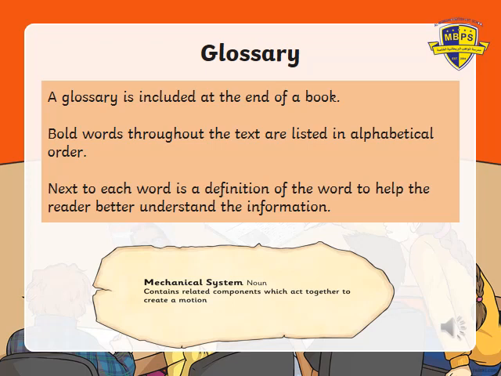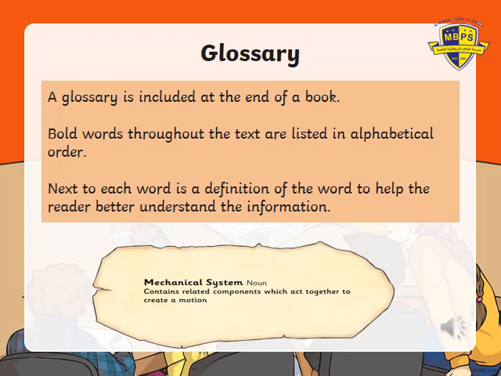A glossary is included at the end of the book. Bold words throughout the text are listed in alphabetical order. Next to each word is a definition of the word to help the reader better understand the information.